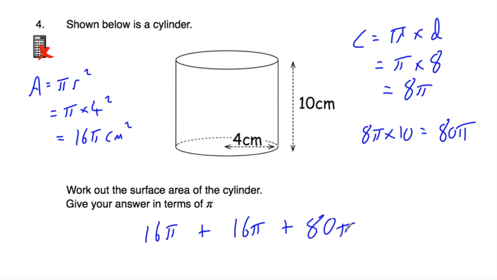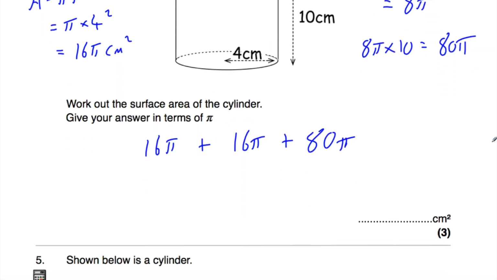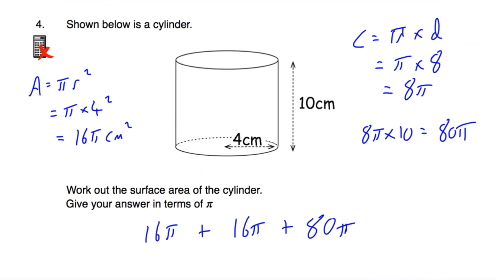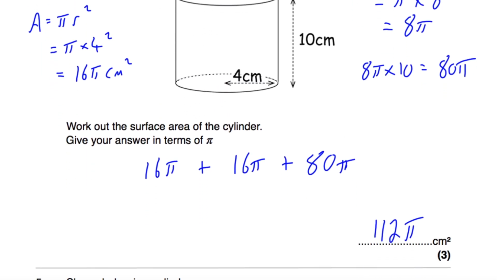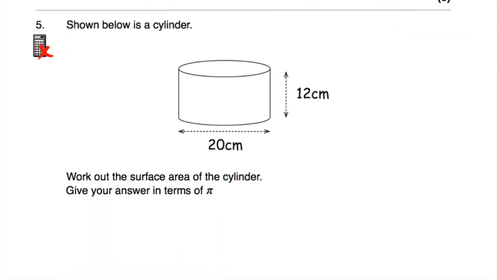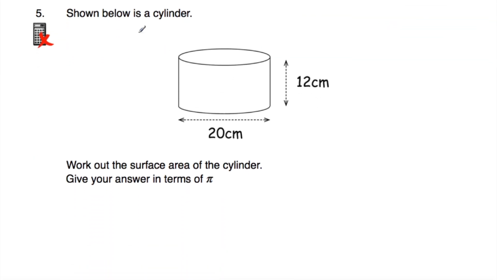So that's fantastic. We've now found the area of the circle on the top, the area of the circle beneath, and the area of that curved face. And if we add them all up, we get the total surface area of that cylinder in terms of pi. So 16 plus 16 is 32, plus 80 is equal to 112. So that's 112 pi centimeters squared. And that's it. Now, if you wanted to, again, you could use the formula and you get the same answer of 112 pi. Okay, let's look at our next question, question number 5. So question number 5 says, shown below is a cylinder.